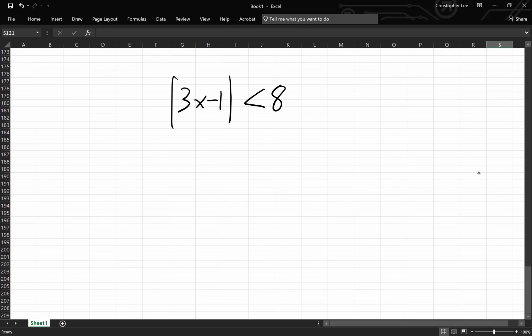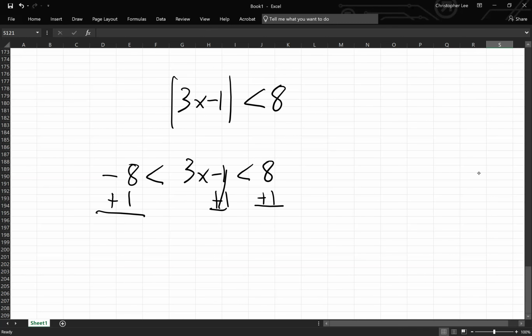That means I have a negative side and I have a positive side. So this is going to be negative 8 less than 3x minus 1 less than 8. So what am I going to do? Just solve for x. I'm going to add 1 over here. What you do to one side, you have to do to the other. So now this is negative 7 less than 3x less than 9. And I'm going to divide by 3.